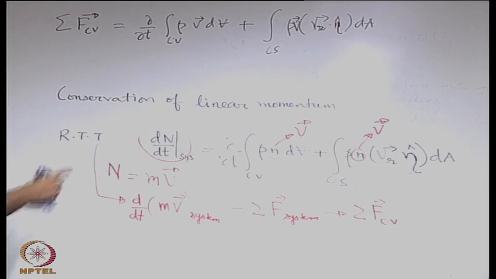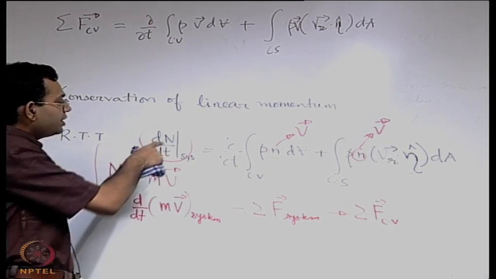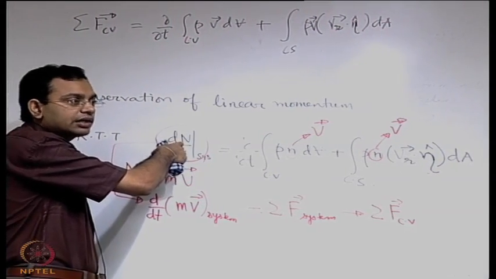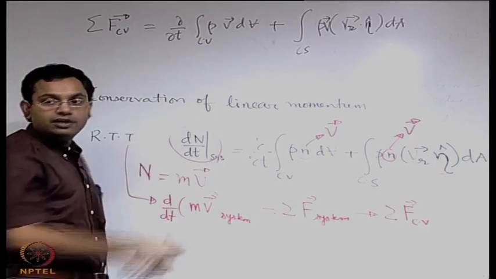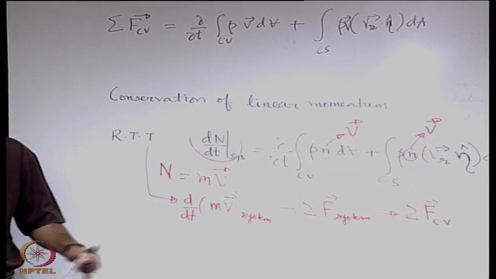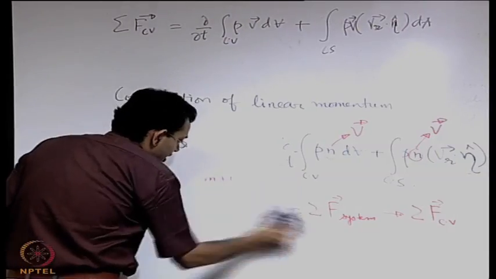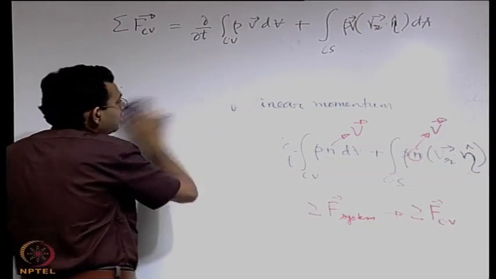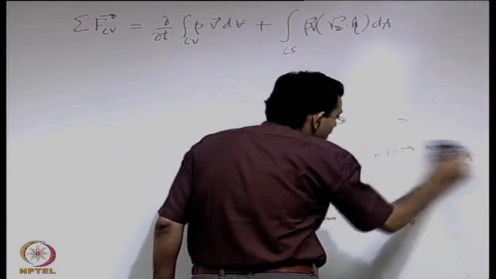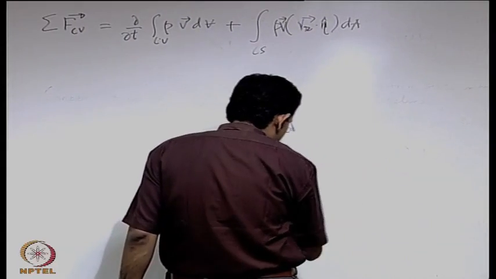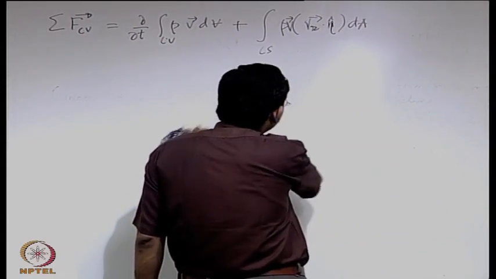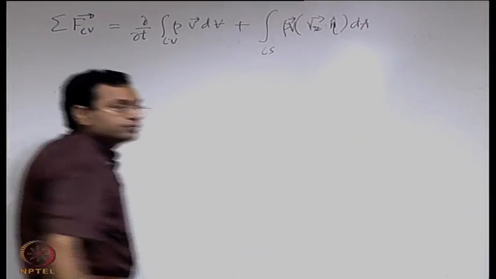And see the power of the Reynolds transport theorem: we never committed that N should be a scalar, vector or whatever, so we have applied it for a vector and there is no restriction towards that. With this understanding of the form of the conservation of linear momentum for a stationary reference frame, let us try to work out a problem.